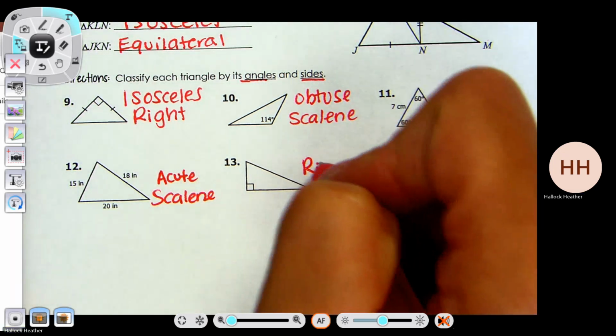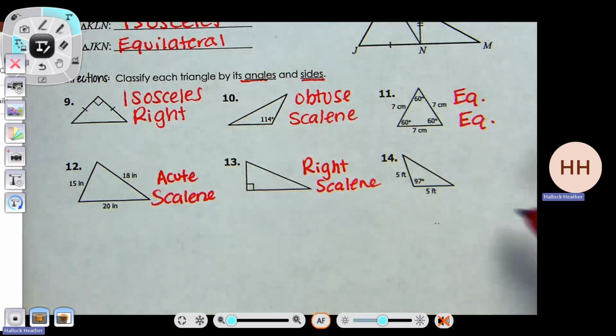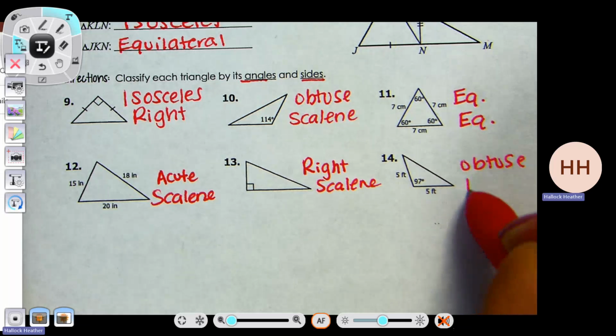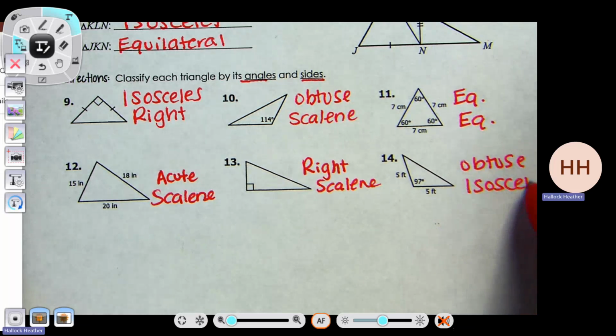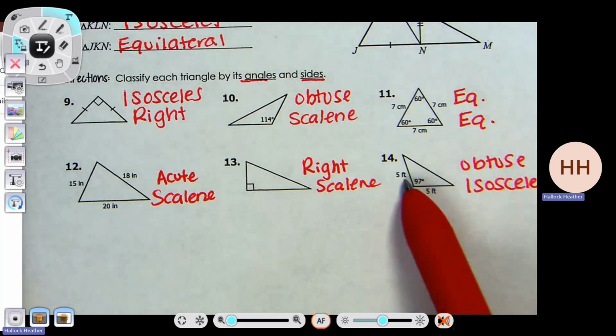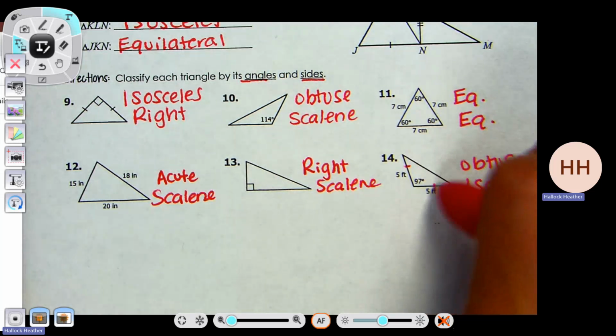Right, and scalene. And then last but not least, obtuse, isosceles. Even though this one doesn't have tick marks, you could add the ticks because if this one is 5, this one is automatically 5. So you could add in your own tick marks.